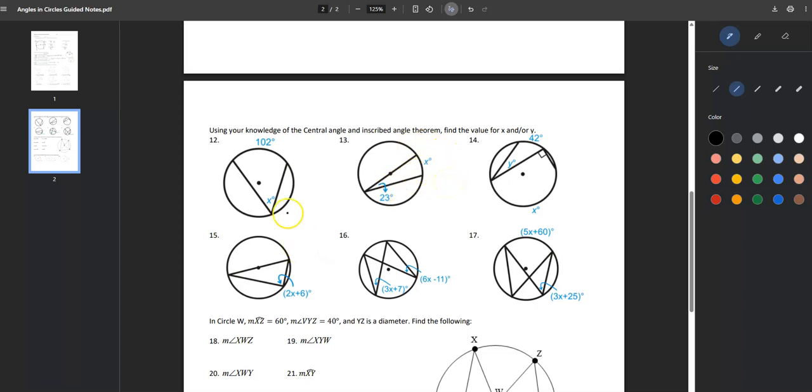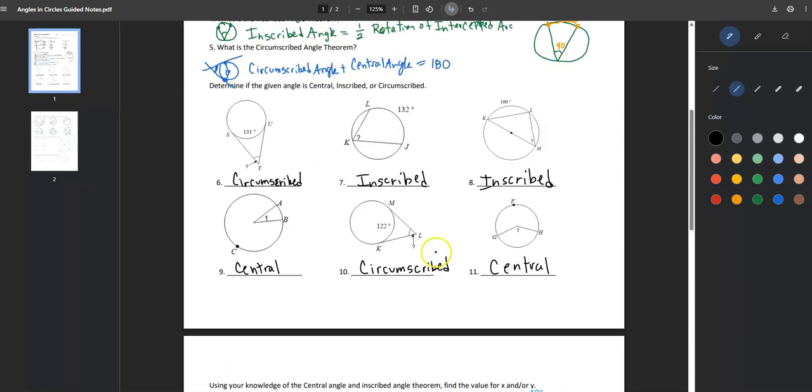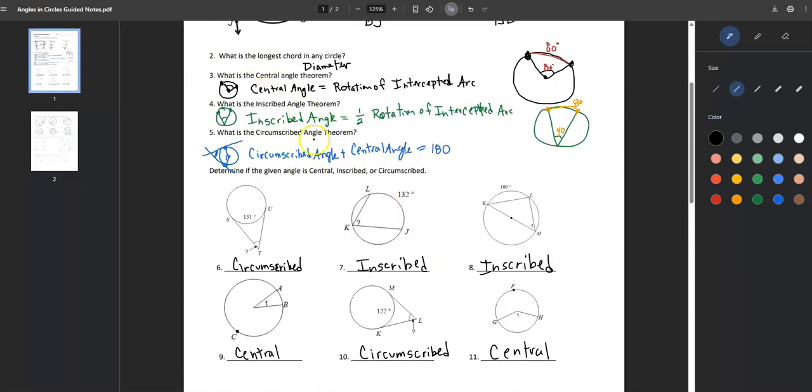arc or an angle. Okay, so this is an inscribed angle, so this angle is going to be half of the arc that's from here to here. So all I do is go 102 and divide it by 2, and that would give me 51. So you've got to identify whether it's an inscribed, central, or circumscribed, and then you just use the rules here.